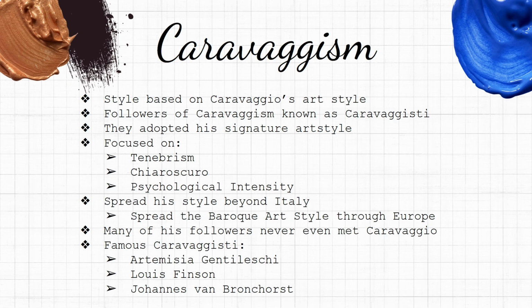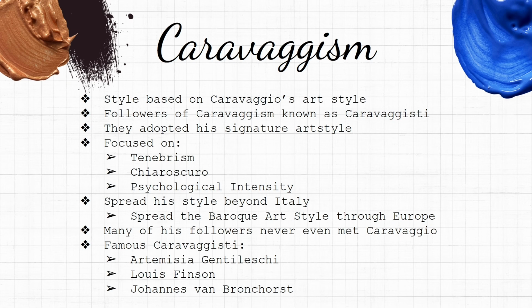Caravaggio's groundbreaking style gave rise to a powerful artistic movement known as Caravaggism, where his followers were called the Caravaggisti. They adopted and spread his distinct approach throughout all of Europe. These artists embraced Caravaggio's signature techniques, mainly tenebrism and chiaroscuro, and psychological intensity and realism. Although many of his followers never met Caravaggio personally, they were deeply influenced by his works. They helped popularize Baroque art far beyond Italy. Through their paintings, his influence extended to countries like France, the Netherlands, Spain, etc.